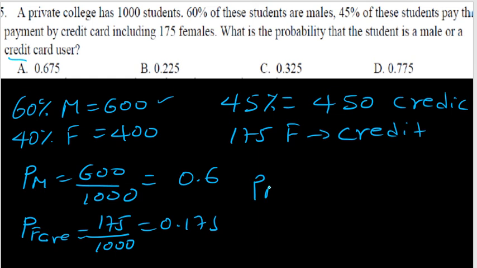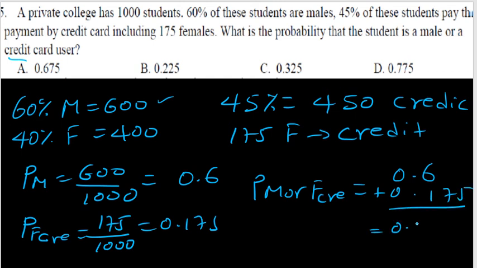Therefore, the probability of the male or female credit card user, we will add them: 0.6 plus 0.175. That's going to be 0.775. So the answer will be D.